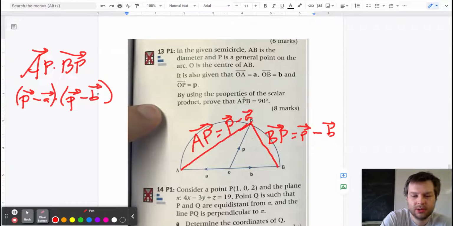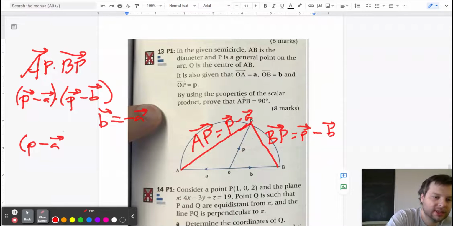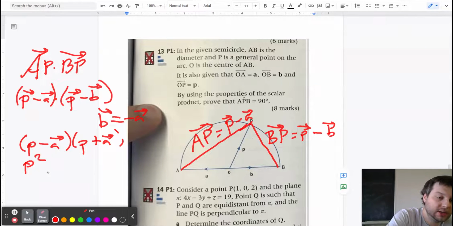And this isn't going to get you very far, but the key insight is that it's a semicircle. And so when it's a semicircle, you know that B is the opposite of A. And so because B is the opposite of A, you can use a substitution right there and get P minus vector A times P plus vector A. And then you get P squared minus A squared.